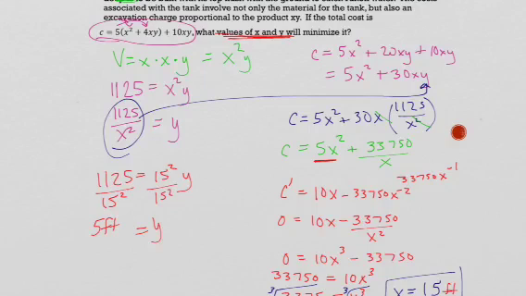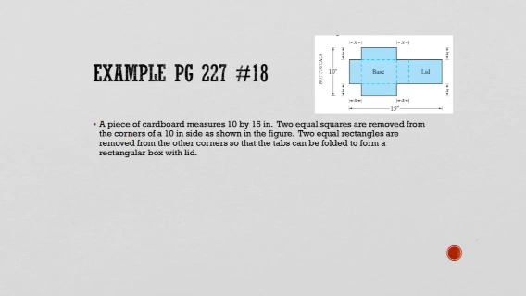Alright, let's move on to the next example. In this example, we have a little picture here to help us understand what's going on. We have a piece of cardboard that measures 10 by 15. Two equal squares are removed from the corners of a 10-inch side as shown in the figure. And then two equal rectangles are removed from the other corners so that the tabs can be folded in to form a rectangular box with a lid. Okay? So you can see in the picture here.